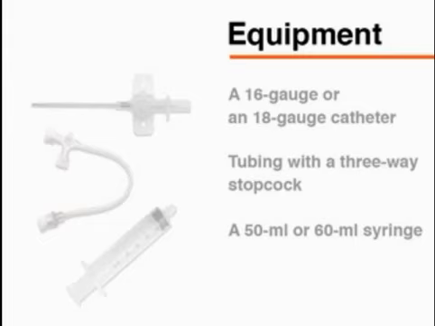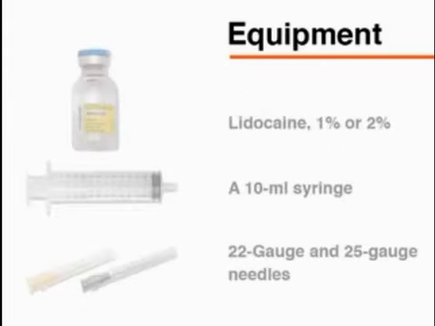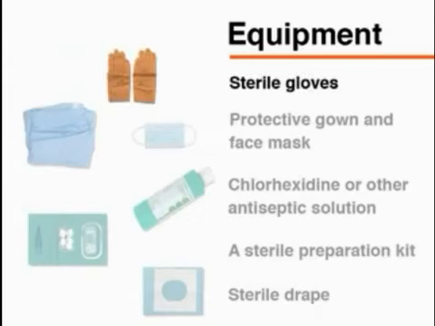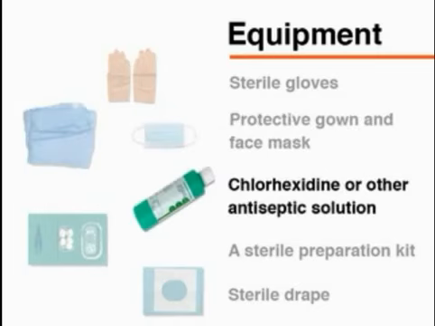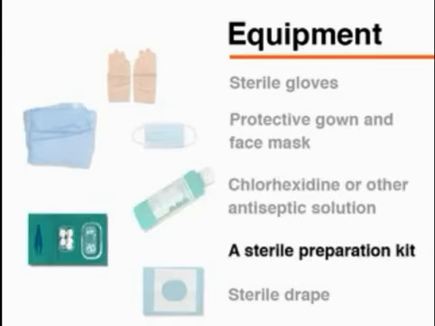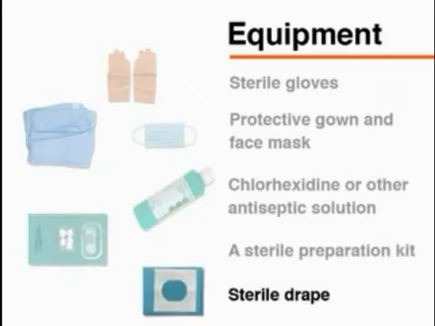The equipment needed for aspiration includes a 16-gauge or 18-gauge over-the-needle catheter, tubing with a 3-way stopcock, and a 50 milliliter or 60 milliliter syringe. To administer local anesthesia, you will need 1% or 2% lidocaine, a 10 milliliter syringe, and 22-gauge and 25-gauge needles. You will also need sterile gloves, a protective or sterile gown, a face mask, chlorhexidine or another antiseptic solution, a sterile preparation kit, and a sterile drape.